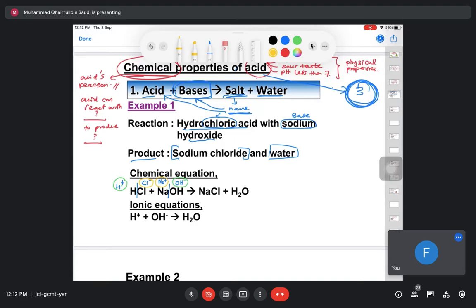So what should you do? Darab bersilang sahaja. Macam mana nak darab bersilang? Okay, H plus dengan hydroxide ion darab bersilang jadi H2O. Sodium chloride, Na plus dengan Cl minus darab bersilang NaCl. That is how you got the chemical formula for the salt. So you just write down NaCl plus H2O. Okay, boleh? Can we proceed?